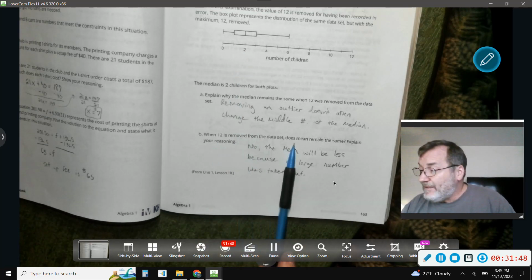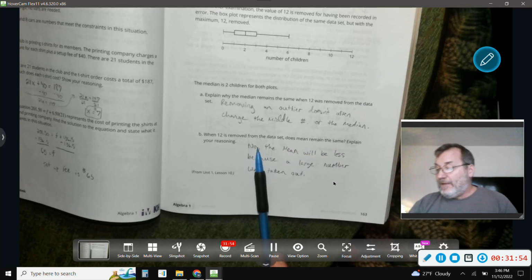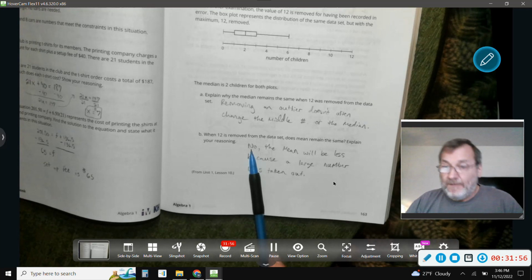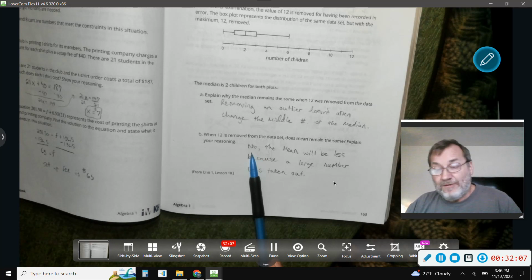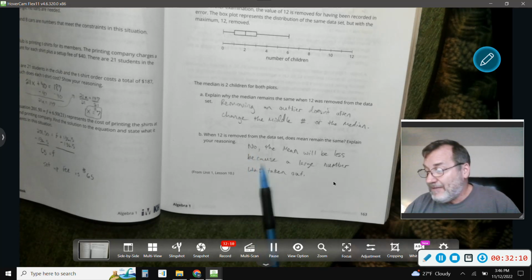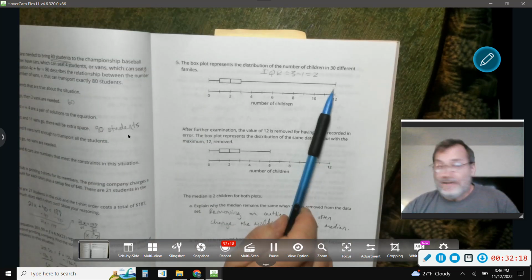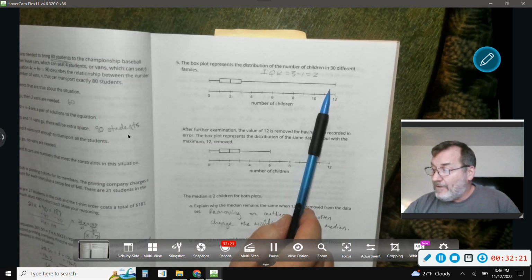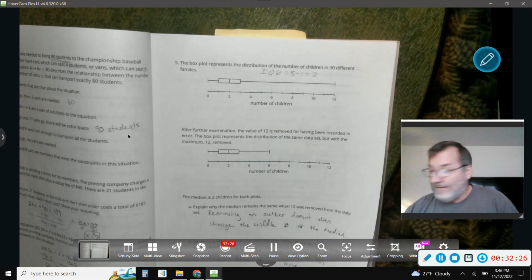When 12 is removed from the data set, does the mean remain the same? No. Remember, for the mean, you have to add up all the information and then divide by the number of samples. If you take out some of that, you're going to get a different number because you're doing math on a different set of numbers. So no, the mean is not going to be the same. In fact, the mean will be less because the larger number was taken out. It moves the whole thing back. This thing skewed it to the right, and once you got rid of that, now you have a little bit tighter nesting of the information.